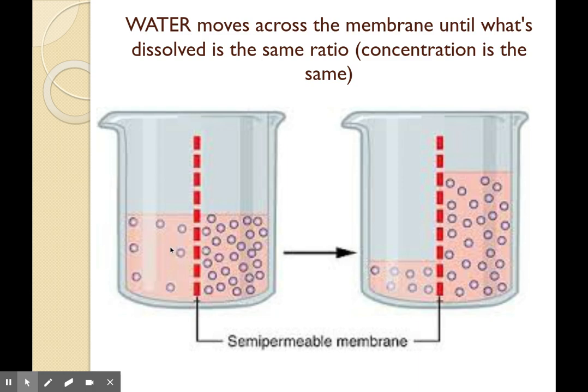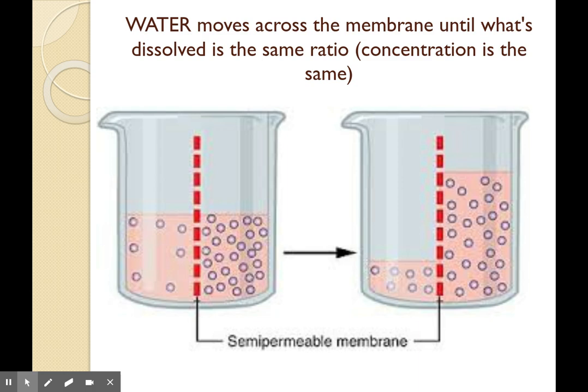On the right side of the membrane in the left beaker, we can see there's much more salt than on the left side, but the same amount of water. So the ratio of water to salt is uneven, and nature, and cells in particular, don't like that. Water is going to move through the membrane since salt can't, and it will move until the ratio of water to salt is the same on both sides of the membrane.